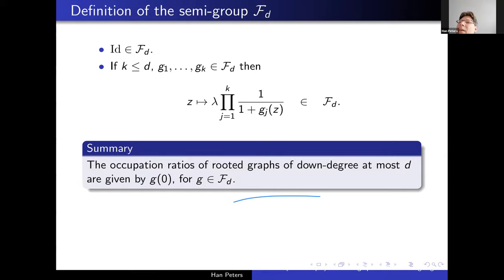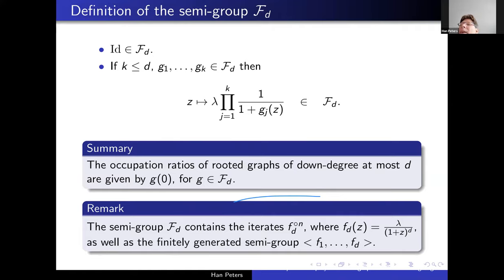So that's quite nice, but it's much harder to describe such a general semi-group than it is to describe iteration of a single rational function. So what can we say about this? Remark again that our semi-group contains these iterates of this function. Fd is lambda divided by 1 plus z to the power d. That's what you get when you take trees where at each step you have d points going down, and it also contains the semi-group generated by F1 through FD. So you have a finitely generated sub-semi-group, but this is not everything, because you can also take these combinations of different elements. So that's not in that semi-group.